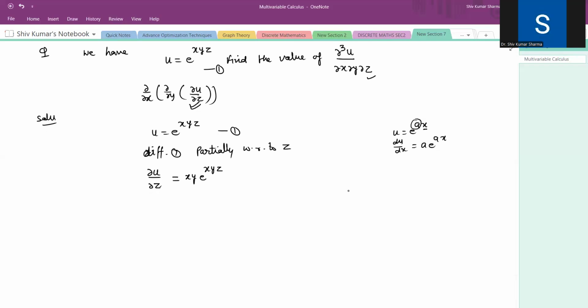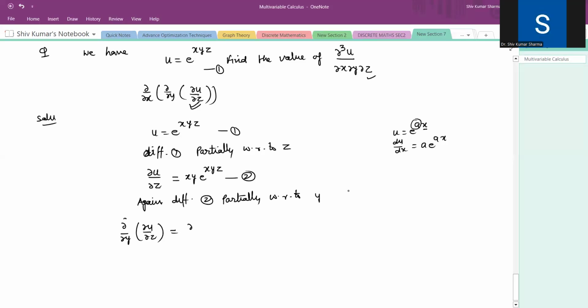So now again differentiate partially with respect to y. When we differentiate 2 with respect to y, this can be written as ∂/∂y into ∂u/∂z. This we can write as ∂²u/∂y∂z, which is equal to ∂/∂y into xy e raised to the power xyz.